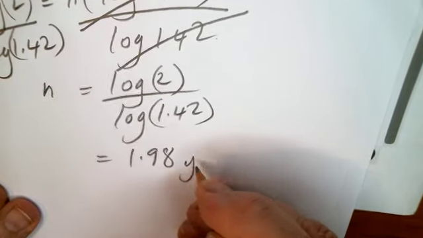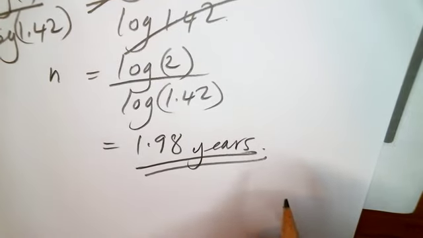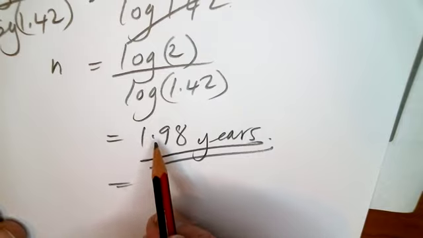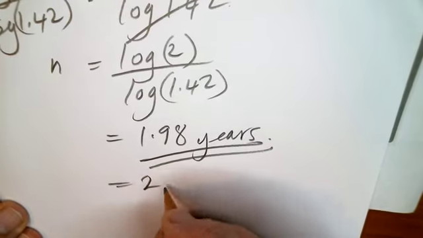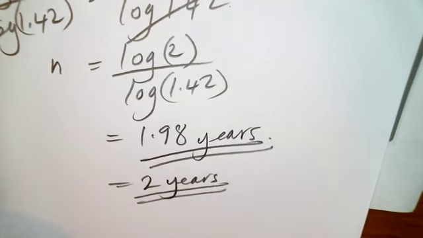1.98, and that's years. Now, of course, in this, we really can't have incomplete years, so you have to have whole years. So if it was 1.1, it would still be 2 years. So this is going to be 2 years, 2 whole years, and that would be the answer.